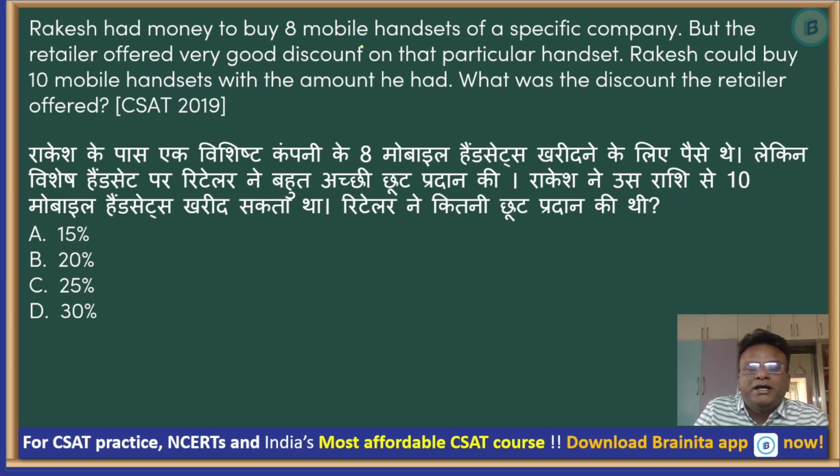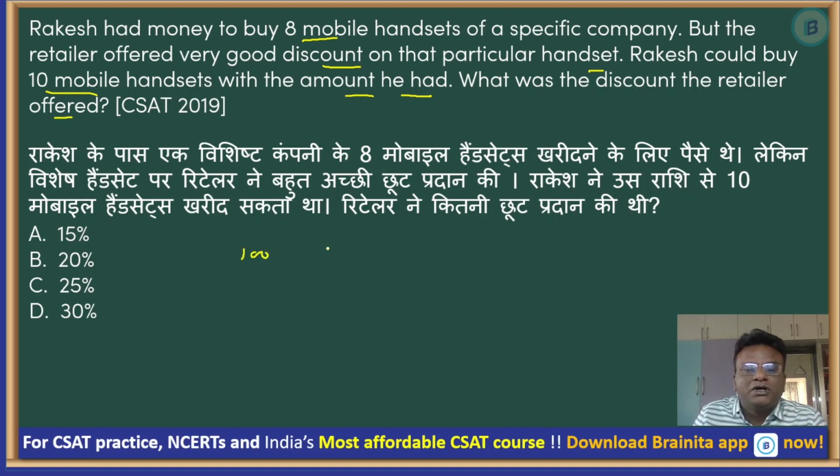Rakesh had money to buy 8 mobile handsets of a specific company, but the retailer offered very good discount on that particular handset. Rakesh could buy 10 mobile handsets with the amount he had. What was the discount the retailer offered? So initially he had money to buy 8 mobile handsets, but because of discount he was able to buy 10 mobile handsets. And the question is, what was the discount given by the retailer? So this is pretty simple.